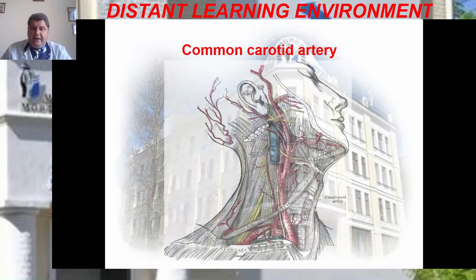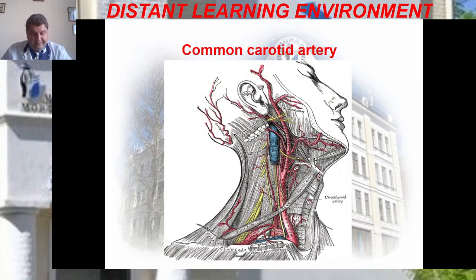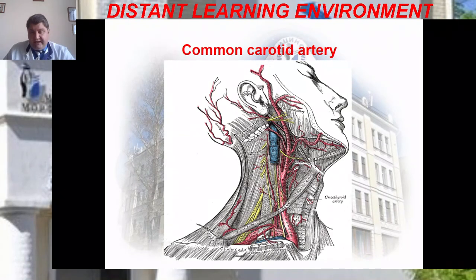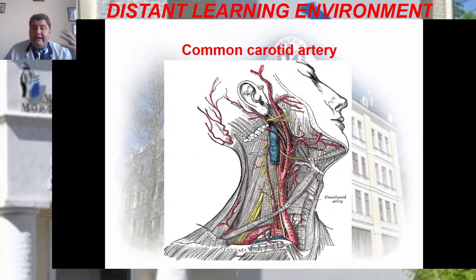Next, let's talk about the common carotid artery. You may see this artery on this picture here. The common carotid artery develops from the ventral aorta between the 3rd and 4th branchial arteries, and as I told you, it arises from the brachiocephalic trunk on the right, and independently from the arch of the aorta on the left side, in more than 70% of cases.